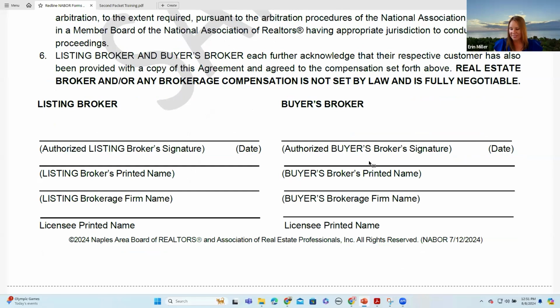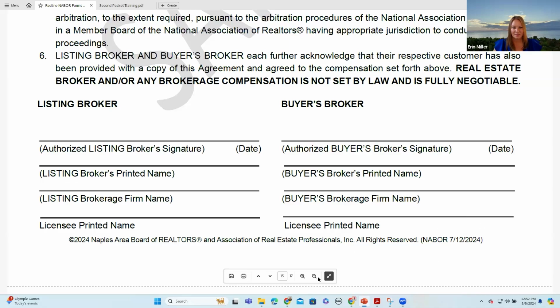Okay, who's going to sign this form? The listing broker or authorized listing broker's signature. So again, you're going to have a conversation with your listing broker as to who can sign these forms to bind the brokerage. Sometimes that is a licensee who is authorized to sign these forms. Sometimes it will solely be the qualified broker. Sometimes it will be a broker manager. So you need to have the conversation with your broker as to who should be signing these forms on behalf of the brokerage. Signed by a listing broker, signed by a buyer's broker, and that's that.